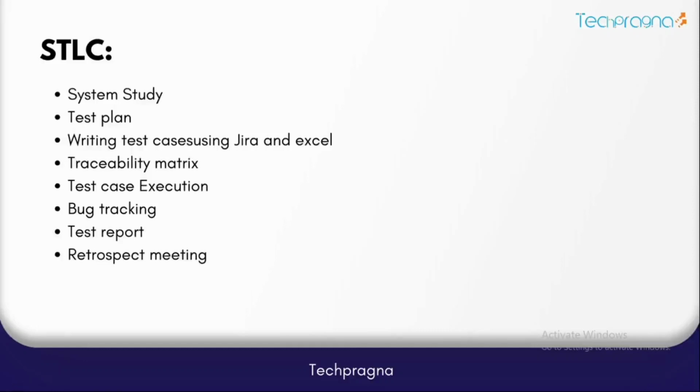And the next to last stage is the retrospect meeting. In a retrospect meeting, we discuss what good things we did and what bad things we did in the complete project. We make a document, and in the next project we should follow only the good things. That is called a retrospect meeting.